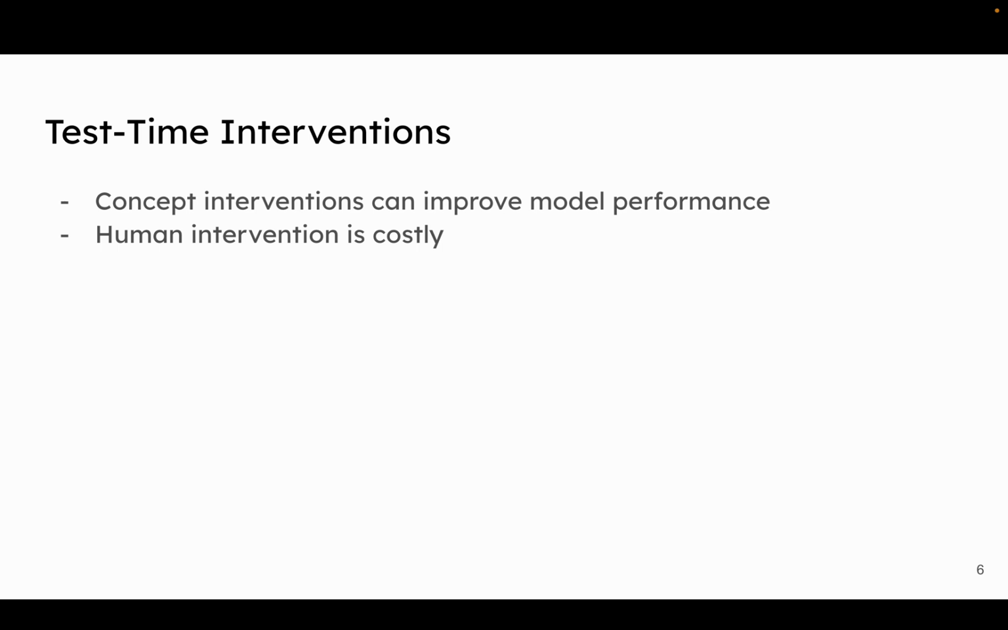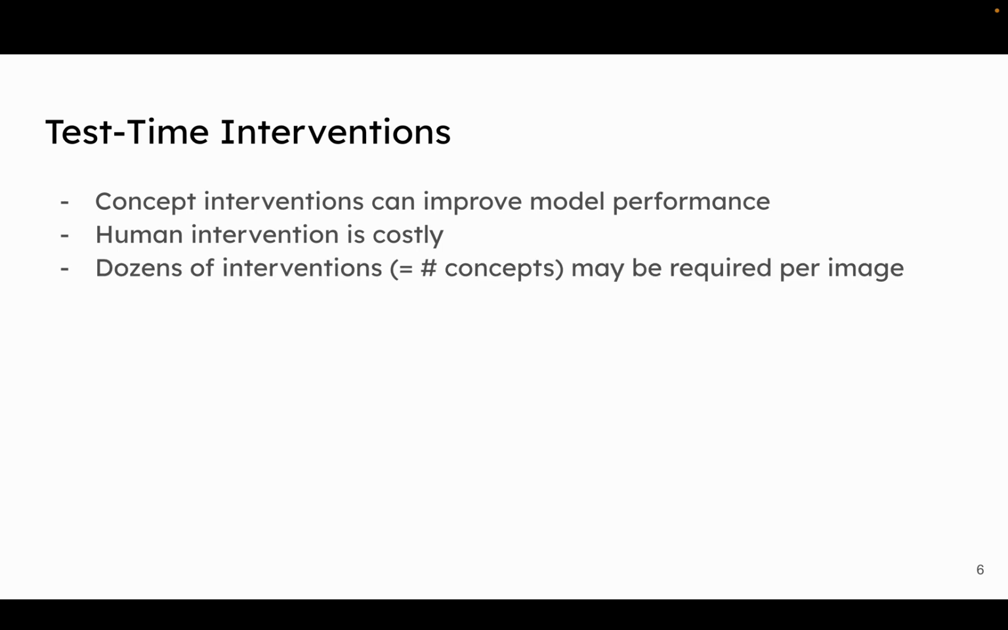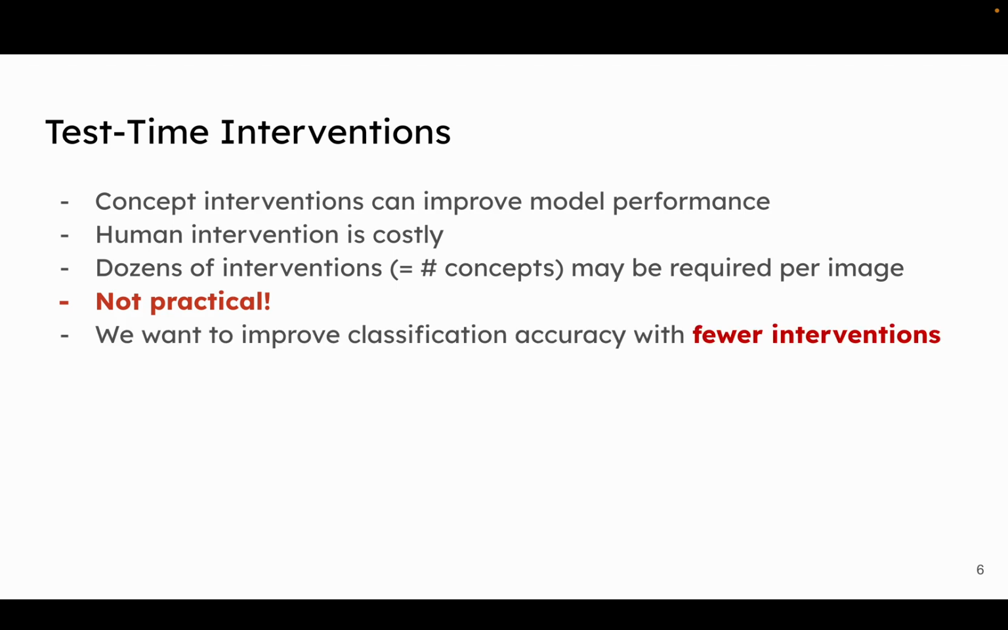However, human intervention is costly. In many cases, dozens of interventions might be required per image to correctly classify it, which is not practical. Our goal in this project is to improve classification accuracy with fewer human interventions.